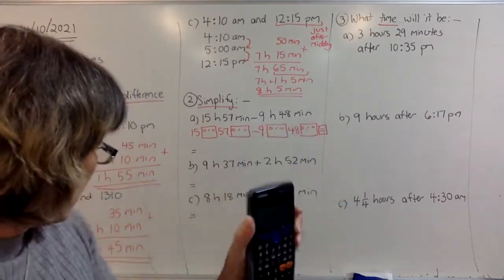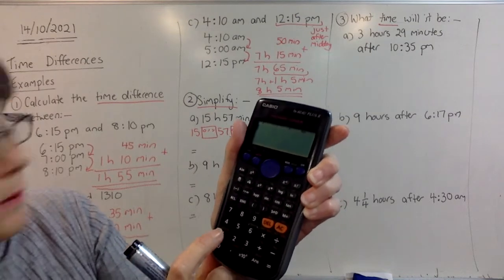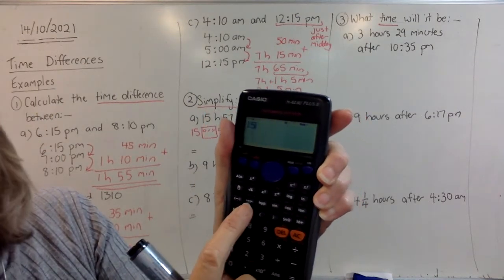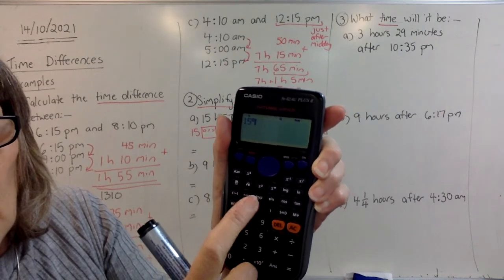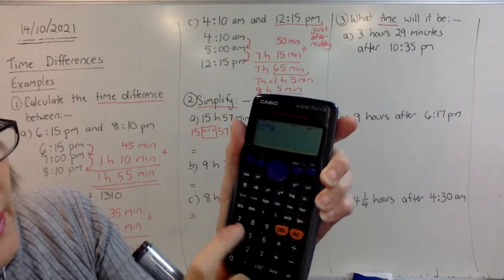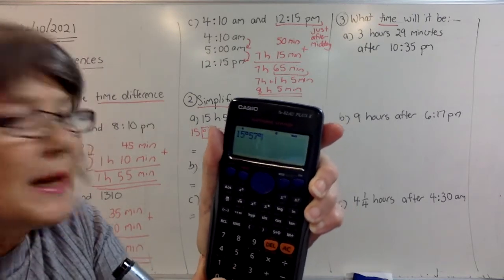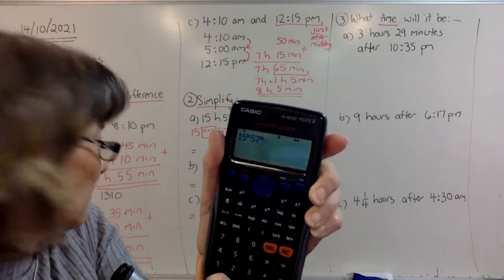All right, so we're going to be doing 15 hours and 57 minutes. So we're doing 15, press this key here, right, and then 57, press it again, and it looks like that. Now it means 15 hours, 57 minutes.